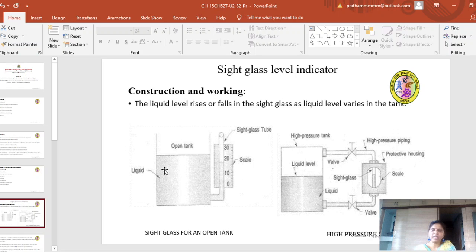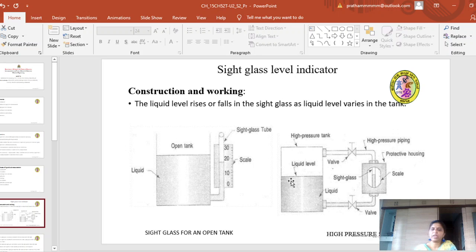So you have a tank in which the liquid is there. This is an open tank. By the side of it you have a side glass, which is nothing but a thin tube through which you can clearly see the level of the liquid by viewing. This is a scale for reading the level of the liquid.